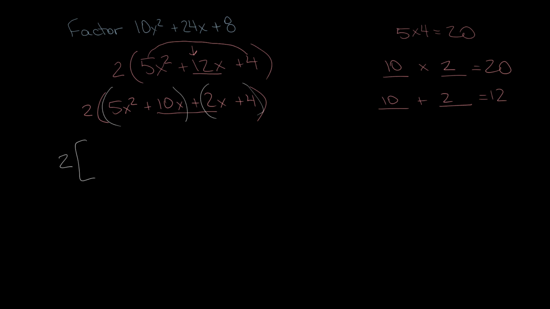So what can I take out of this first set of parentheses? I can factor out a 5x. That's my greatest common factor. What do you multiply to 5x to get 5x squared? X. What do you multiply to 5x to get 10x? 2.